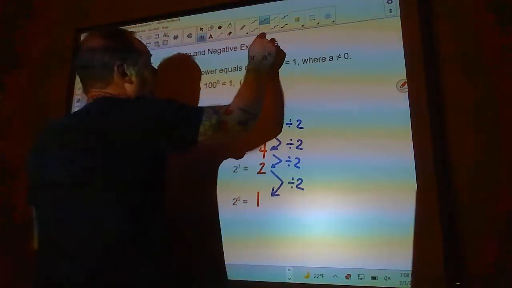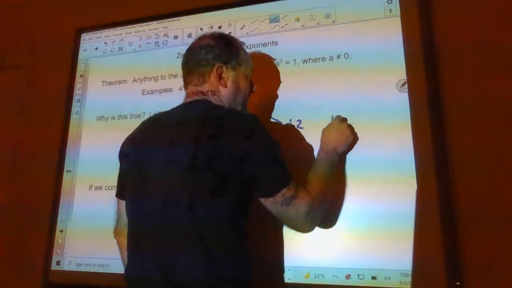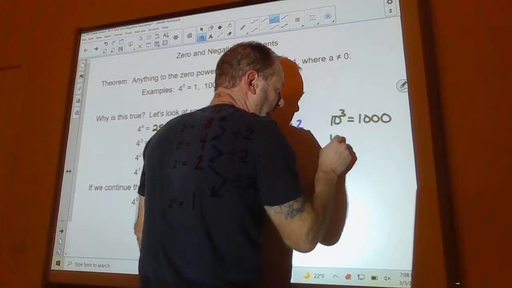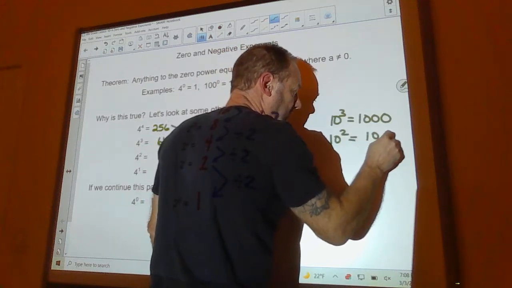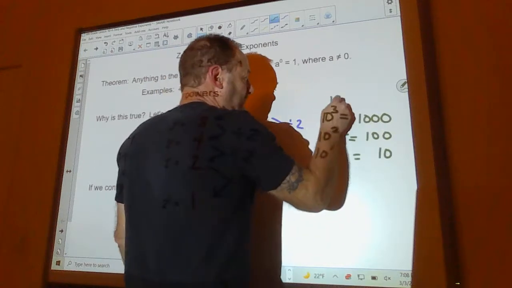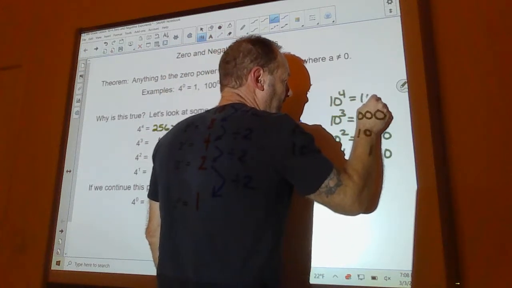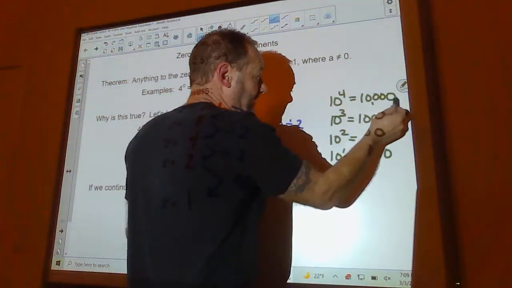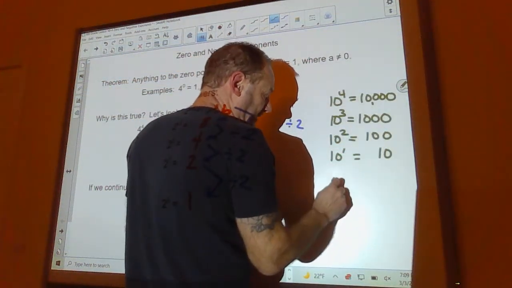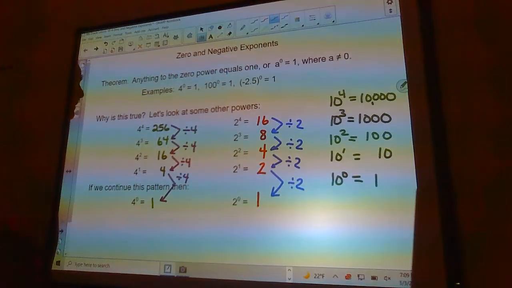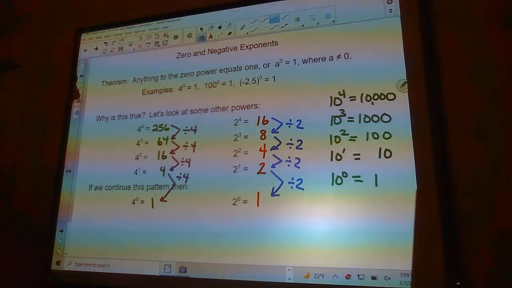Now this works really good if you look at 10 to the, let's say, 3rd power, that's 1,000. Okay, and 10 to the 2nd power is 100. And 10 to the 1st power is 10. I suppose we can do 10 to the 4th power here, which is 10,000. So you see what happens here is every time I go down, I lose a 0, right? So if I go down one more and I lose a 0, I get 1. That's why anything to the 0 power is 1. Okay? Piece of cake.